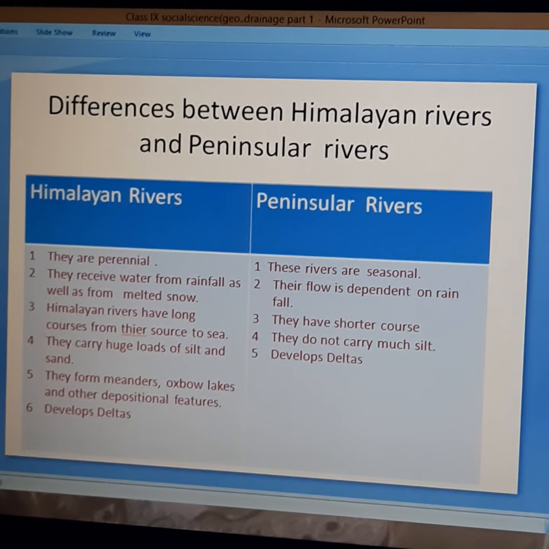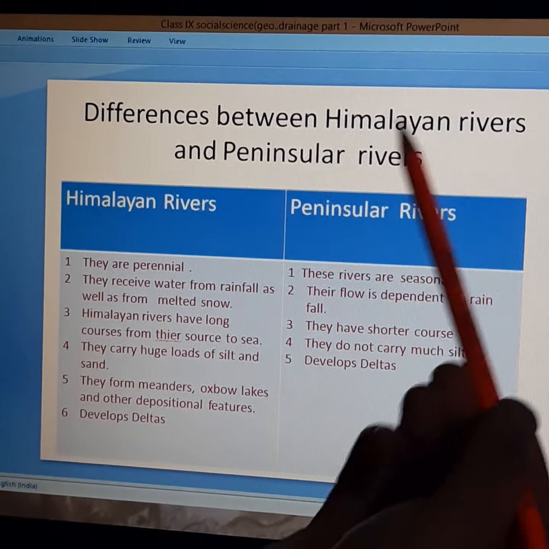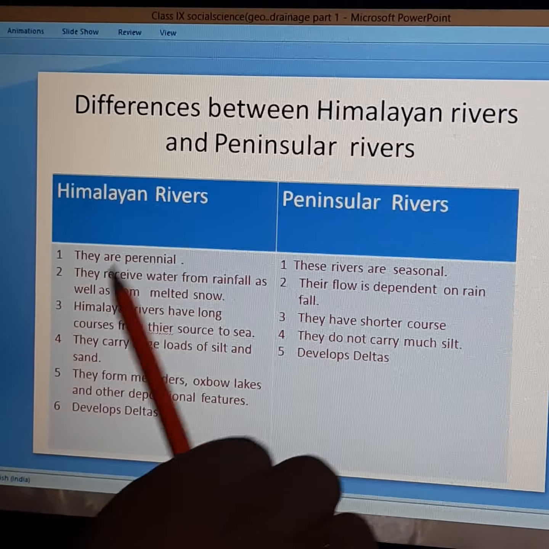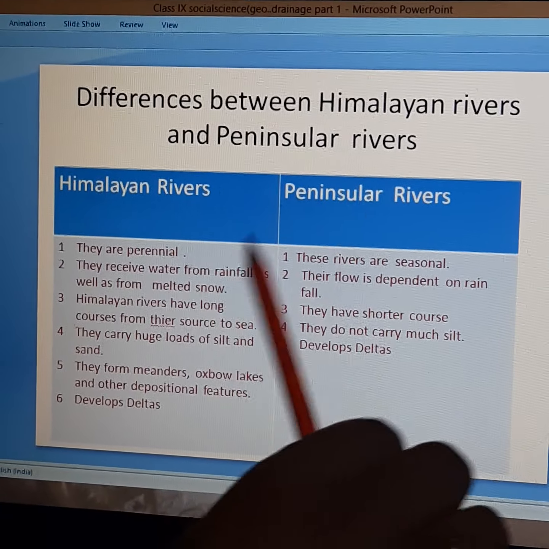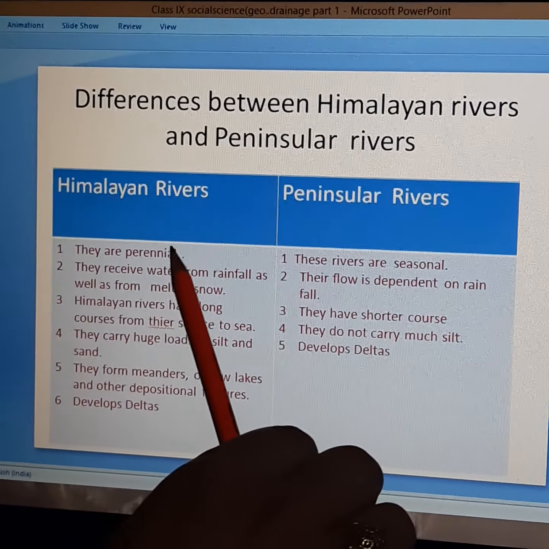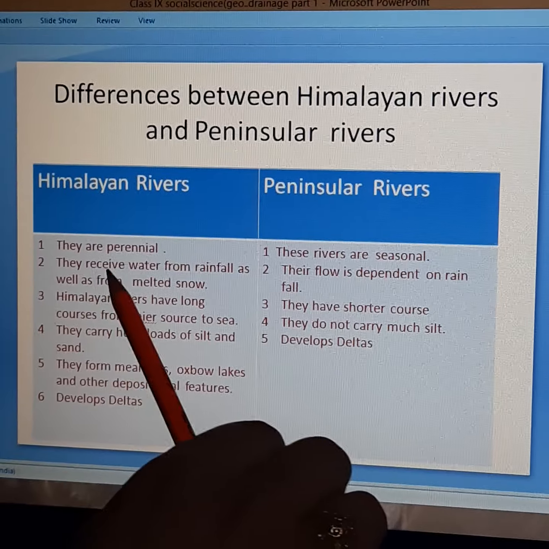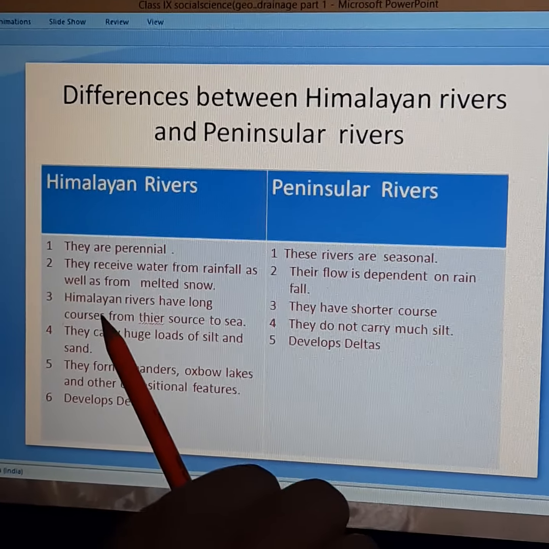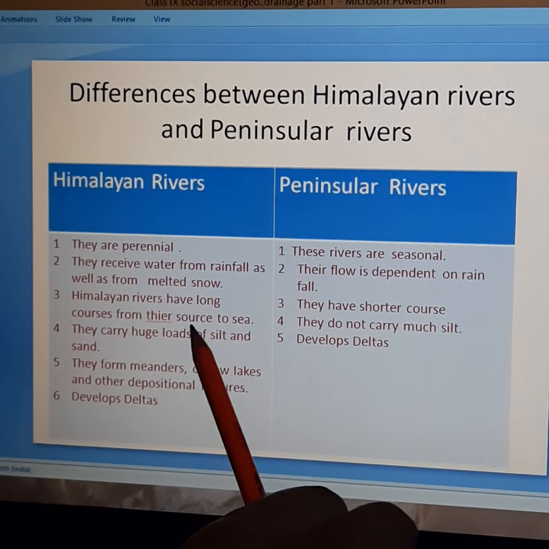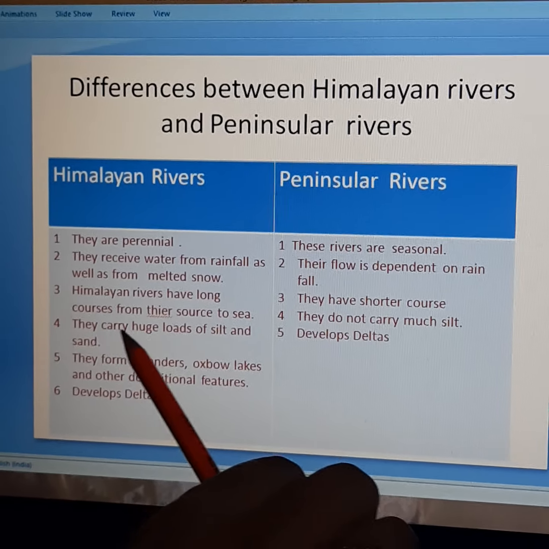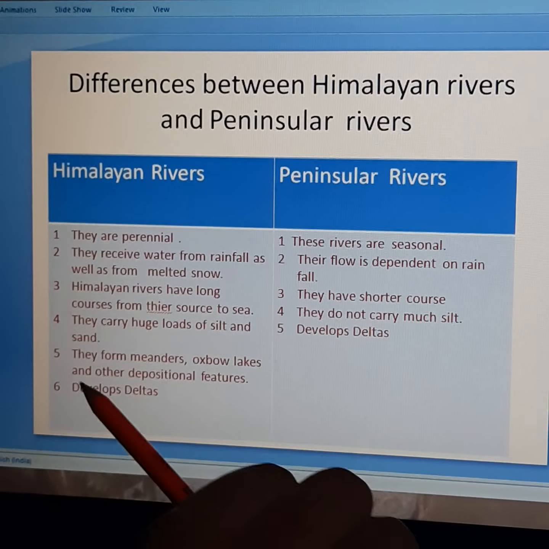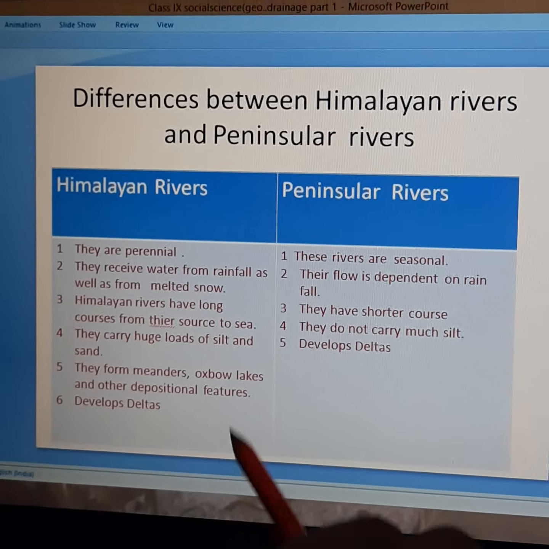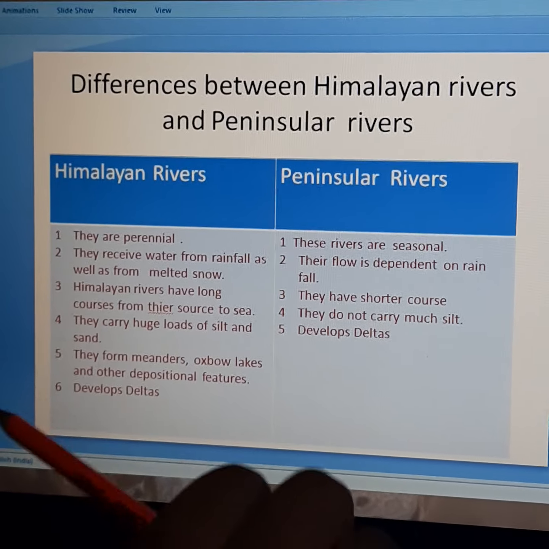Here I have listed some differences between the Himalayan rivers and the peninsular rivers. Himalayan rivers are perennial, as I told earlier, which means continuous, and they receive water from rainfall as well as from melted snow. Himalayan rivers have long courses from their sources to the sea, and they carry huge loads of silt and sand. They form meanders, oxbow lakes, and other depositional features, and at last they develop a delta.